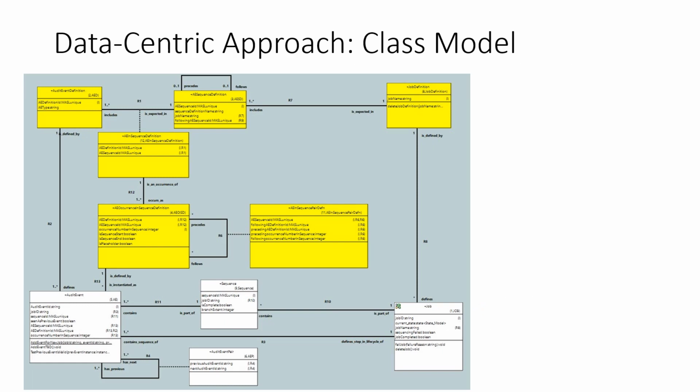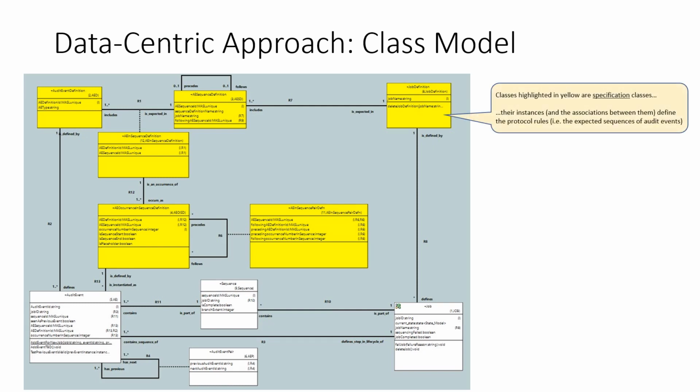Let's explore the key features of the class model that supports the data-centric approach. There are two key regions to this model. The yellow classes, the specification classes, capture the protocol rules. The classes and the relationships between them define the legal event types and the order in which they appear in protocol sequences, and which sequences are applicable to which types of job.